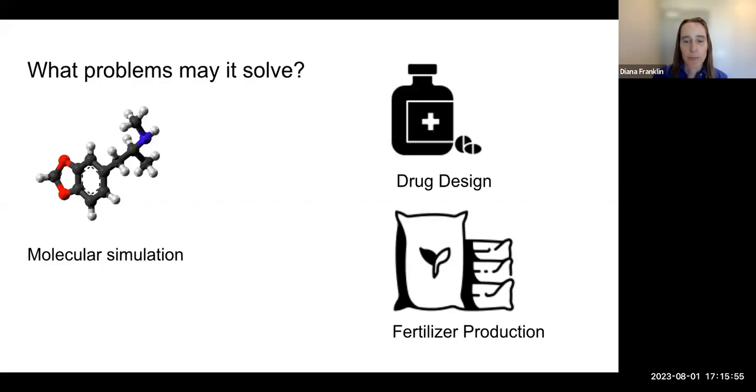The other one is fertilizer production. Fertilizer production is incredibly energy intensive. It takes a lot of energy. And to make the amount of food that the world needs, we need fertilizer. And so if scientists believe that they could understand the process that is used to make fertilizers, then they could design a more efficient process.